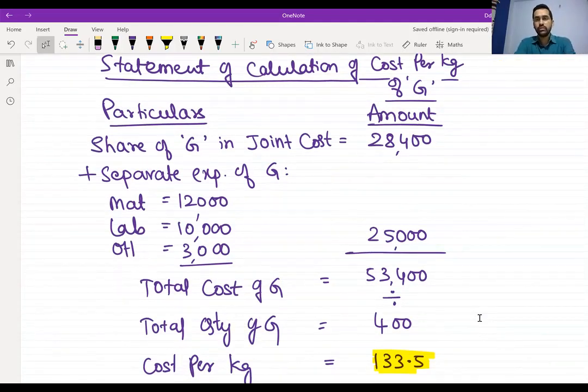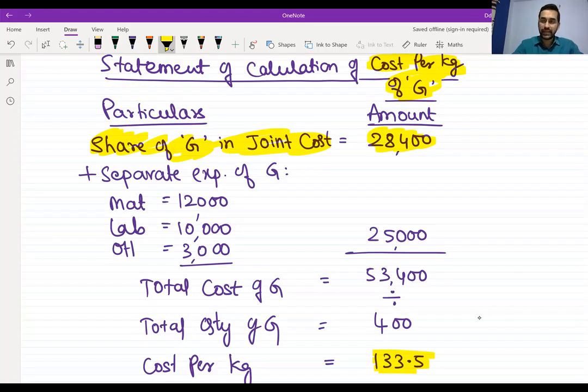Calculation of cost per kg. I have written here cost per kg of G. Right. Make two columns. Particulars, amount. First, share of G in joint cost, that will come to 28,400.